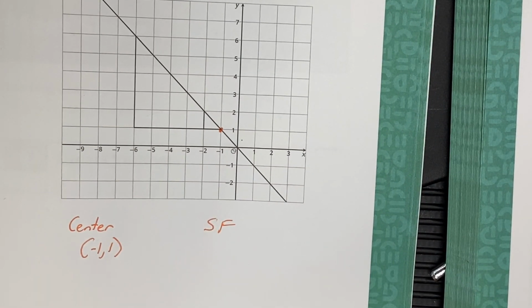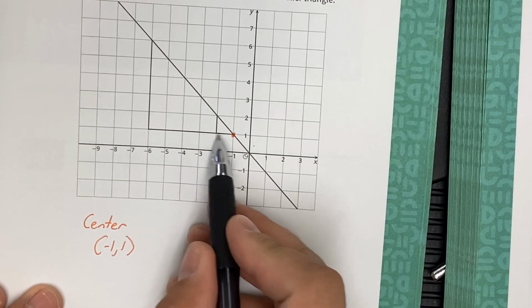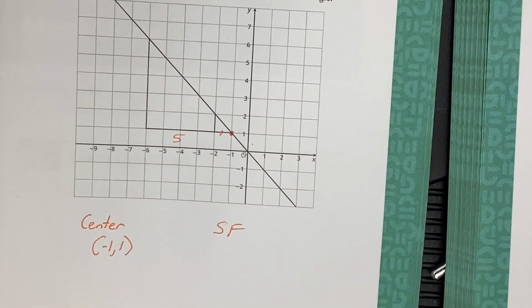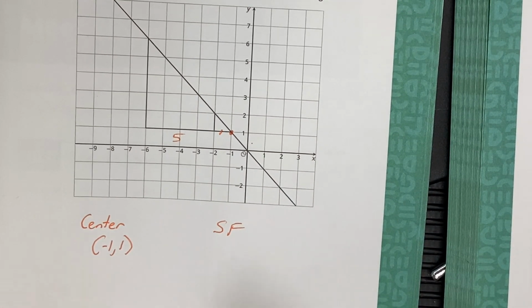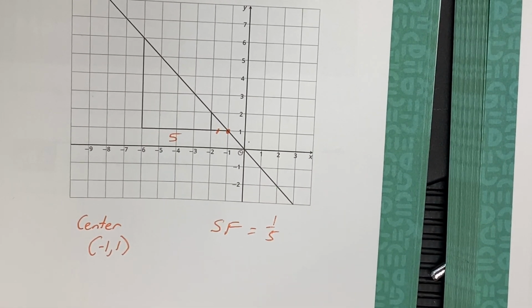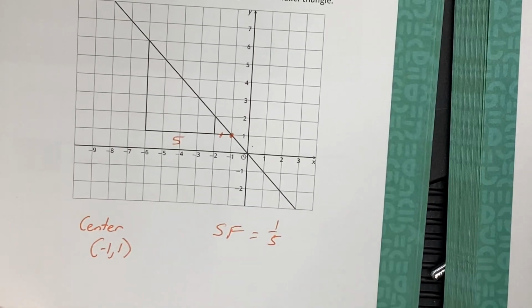Now, what's the scale factor? Well, on the big triangle, it is 1, 2, 3, 4, 5. On the little triangle, it's 1. So scale factor is 1/5. Small to big would be 5. Big to small would be 1/5. That is correct.